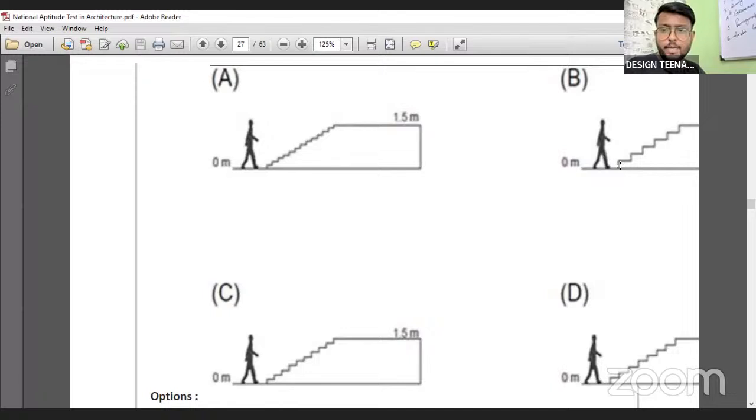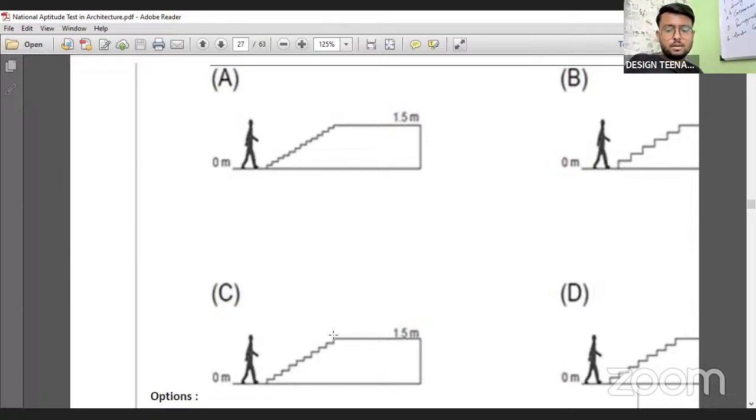Question number B, how many are there? 1, 2, 3, 4, 5. Not possible. Cancelled out. Out of D and C, we need to see quickly. 1, 2, 3, 4, 5, 6, 7. Not possible. BC is the answer. Now we will count 1, 2, 3, 4, 5, 6, 7, 8, 9, 10.